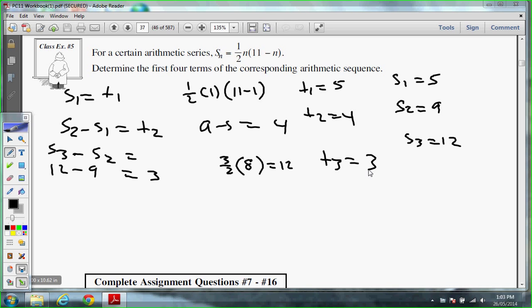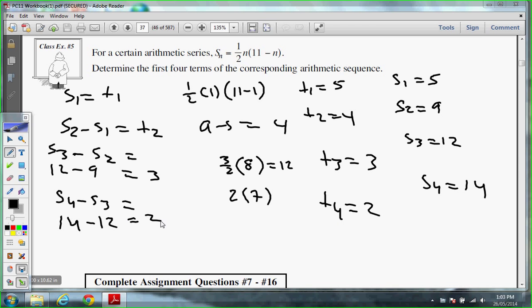Okay, it wants us to find T4, the last one here. T4, S4 minus S3. Okay, so we have our S4 is 1 half of 4 is 2, times 7. S4 is 14. 14 minus 12 is 2. And that's it. Okay. So again, this is just based off of the investigation we just did, that S of n minus S of n minus 1 equals term n. And we just use that to complete our pattern there.